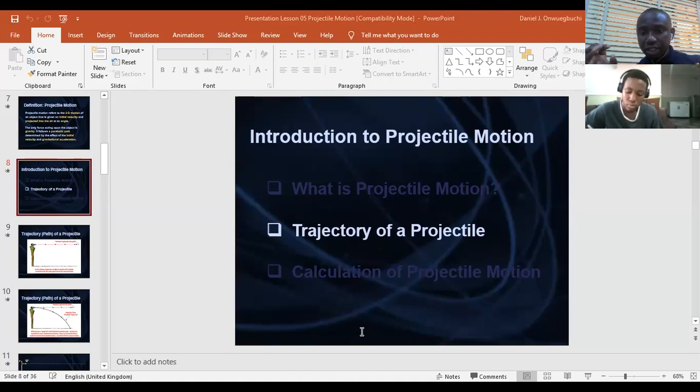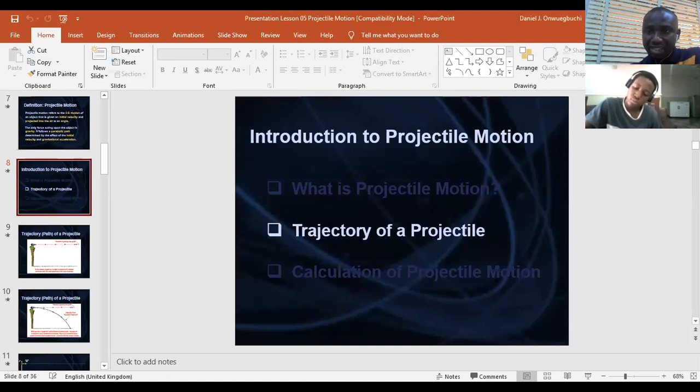I said the path through which a projectile travels is called a trajectory.